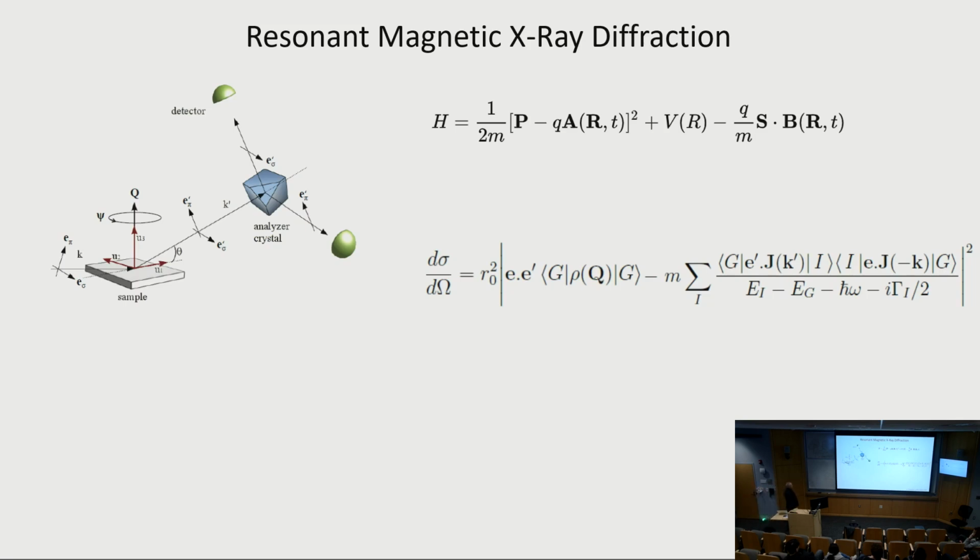The experiment is done as follows. In the standard Bragg geometry, you have an incoming X-ray, it scatters from the sample, right? And then you can analyze the polarization of the outgoing light.